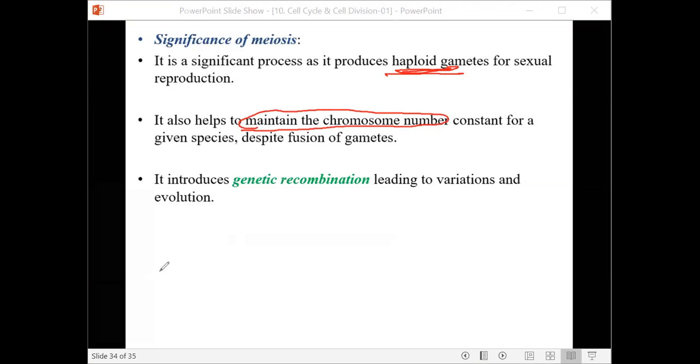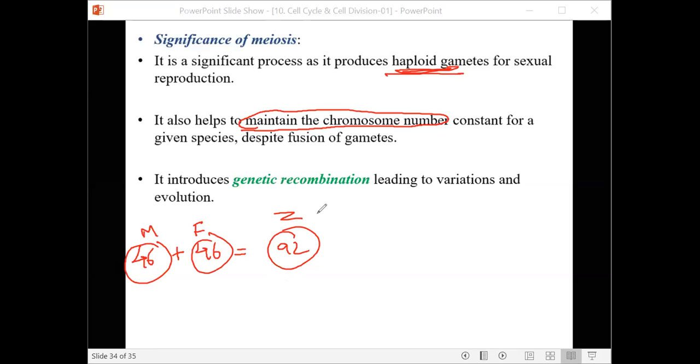For example, say my parents have 46 chromosomes each, and the cell is not performing meiotic division. Straight away, male and female fuse, fertilization over, zygote formed. What will happen? 92. Then say for argument's sake, that 92, okay, a successful new organism is formed. When this comes across another one with 92, no division, the next one will be what? 184, if I'm correct with the math. But this is not what is happening.